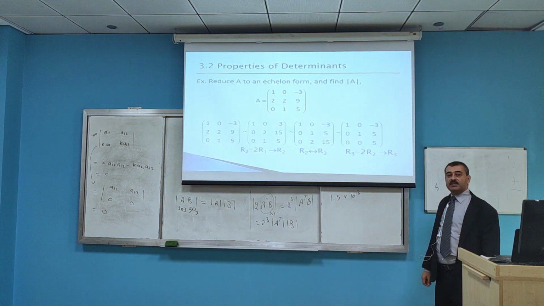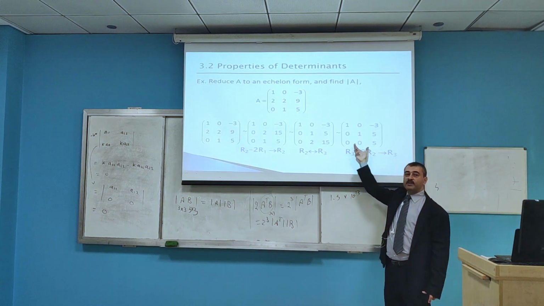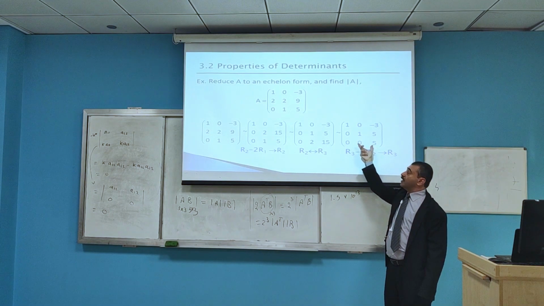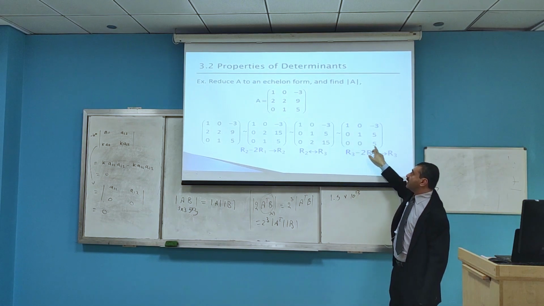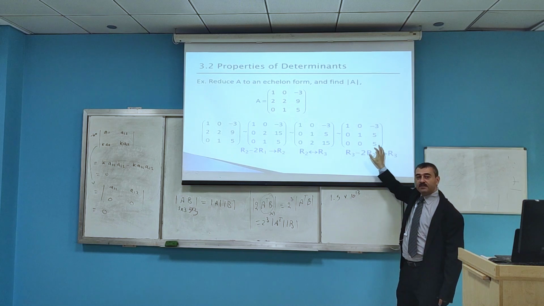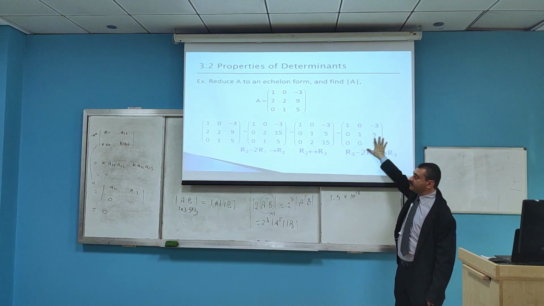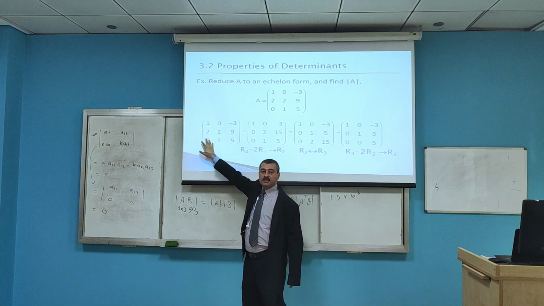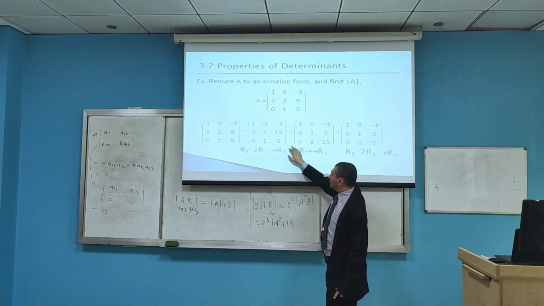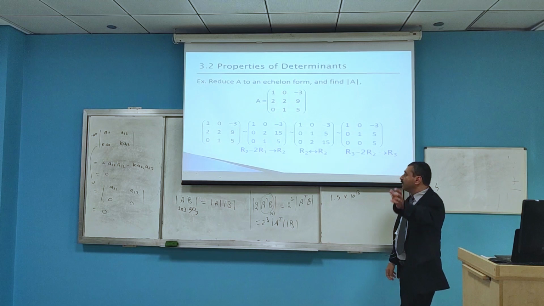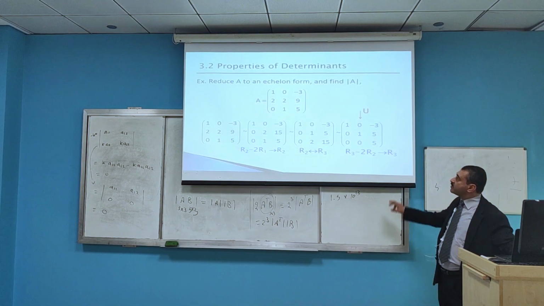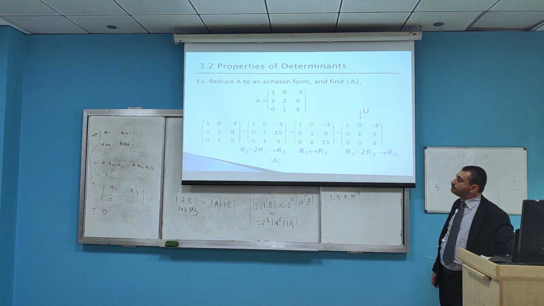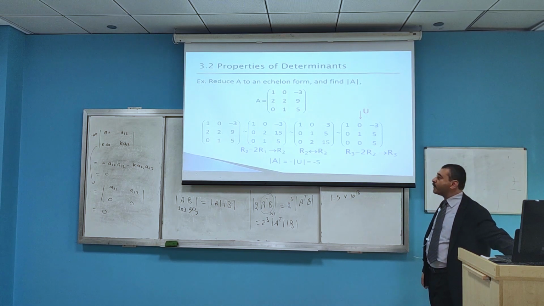Until we reach this one, which is in echelon form, which is also an upper triangular matrix. So you can get the value of its determinant as 1 by 1 by 5. The determinant of this one is 5, and the determinant of the previous one is -5, because I did a row interchange in the second step. So this is U, the upper triangular matrix, and the determinant of A equals the negative determinant of U.